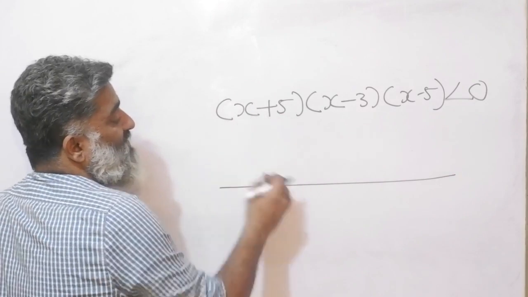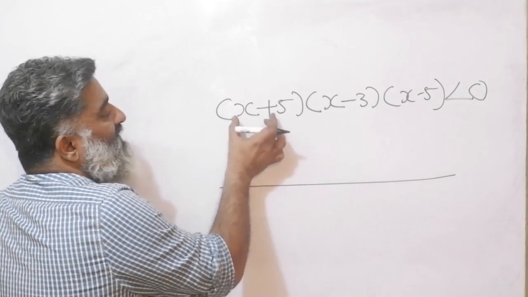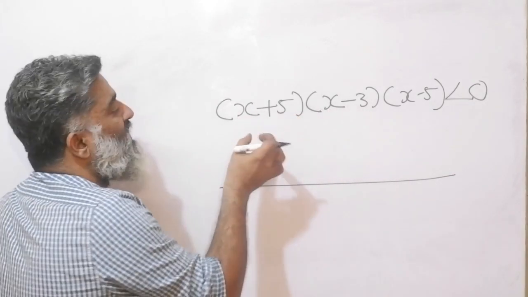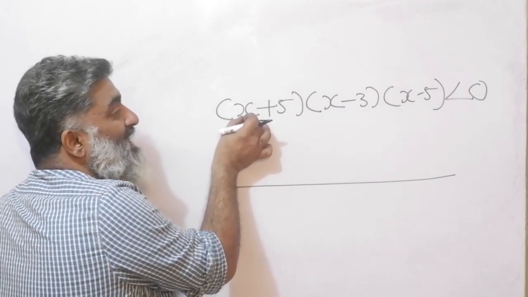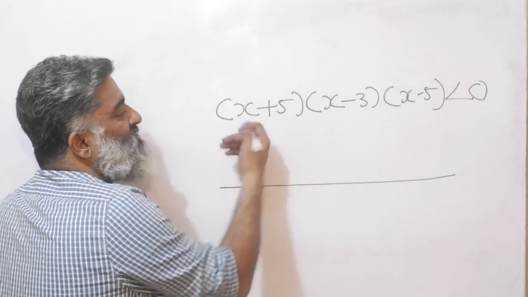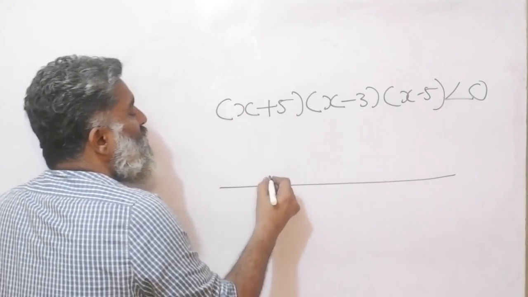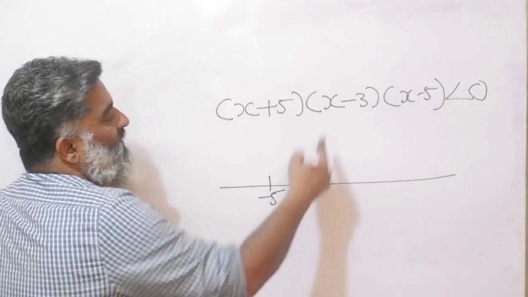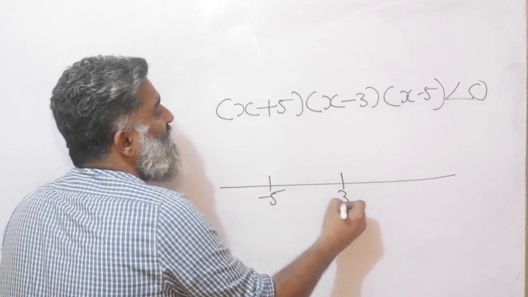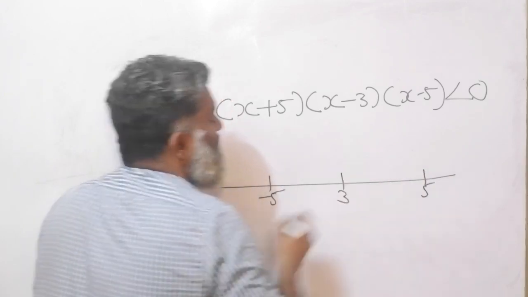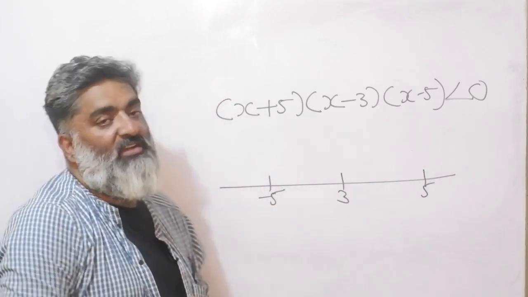x plus 5, what are the root points for me? Where will this become 0? That is what I am looking at. If you put x is equal to minus 5, plus 5 will give you a 0, the whole thing will become 0. So minus 5 is a root point. What is the other root? 3 is the other root and 5 is the other root. So minus 5, 3 and 5.